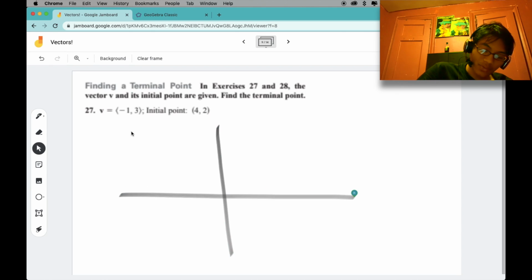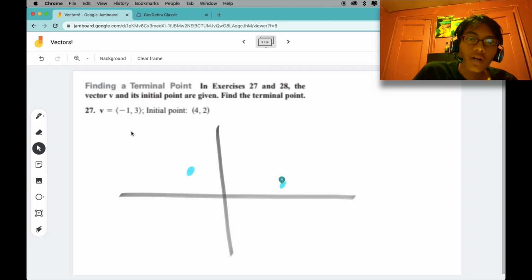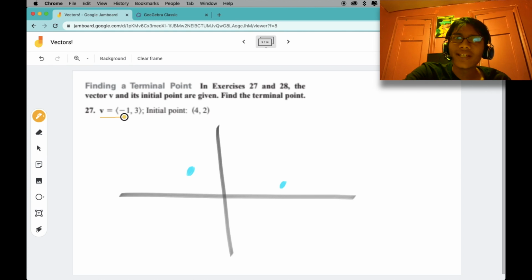So what is minus 1 comma 3? Minus 1 comma 3 is gonna be right around here. I'm just guessing. What about 4 comma 2? 4 comma 2, I'm guessing it's around there. But I did something wrong. Look at this. This is a vector, not a point. It's an arrow, not a point. So I don't put that.